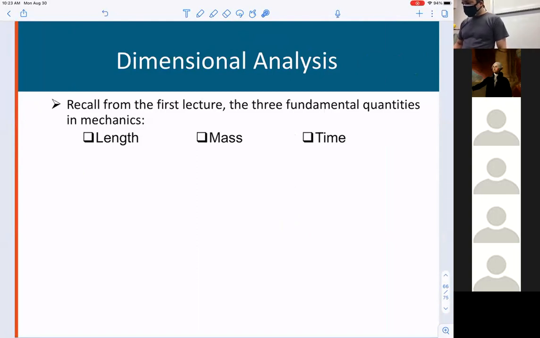So recall that we had said that in mechanics, there are three fundamental quantities: length, mass, and time. And all of the other physical quantities that we will try to measure or think about will be some combination of measurements of length, mass, and time. So for example, the speed of an object is the distance it covers in some time interval. So you're making a measurement of length and a time interval. And so speed is a derived quantity in terms of these three fundamental quantities.